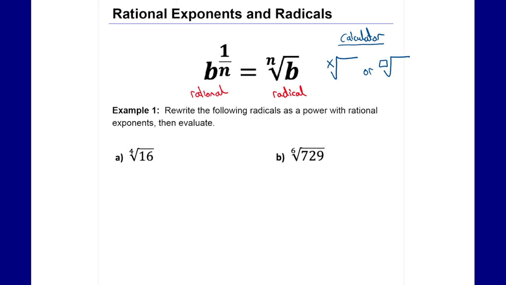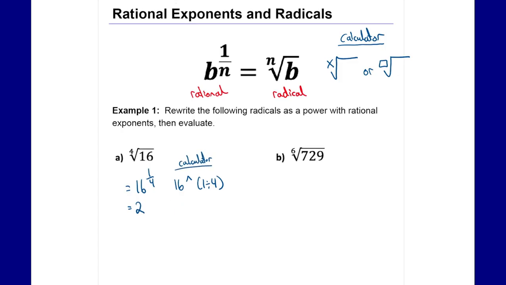Here we have a radical and we want to rewrite it as a power with a rational exponent. If this is the fourth root of 16, the 4 in front becomes 16 to the power of 1 over 4. I can actually evaluate this on my calculator: 16 to the power of 1 divided by 4, and I can get 2. Depending on how strong your calculator is or how it likes you to enter things, you could write 16 to the power of 1 divided by 4, and that should give you your answer of 2.